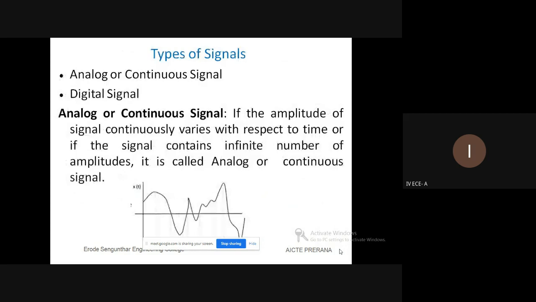The signal can be of two types. The first one is the analog or continuous signal. The second one is the digital signal. First, we'll discuss what an analog or continuous signal is. If the amplitude of the signal continuously varies with respect to time, or if the signal contains an infinite number of amplitudes, then it can be classified as an analog or continuous signal. The analog signal representation is shown in the below figure.